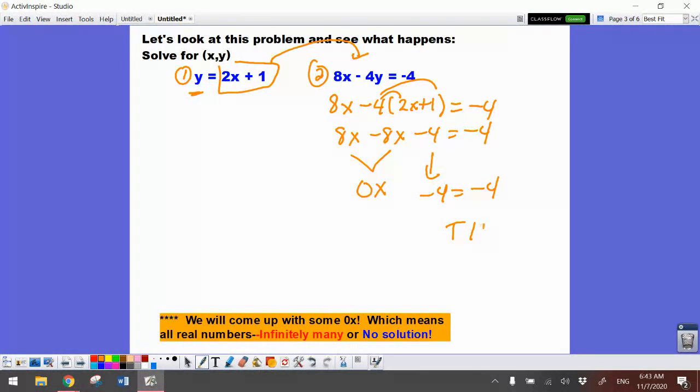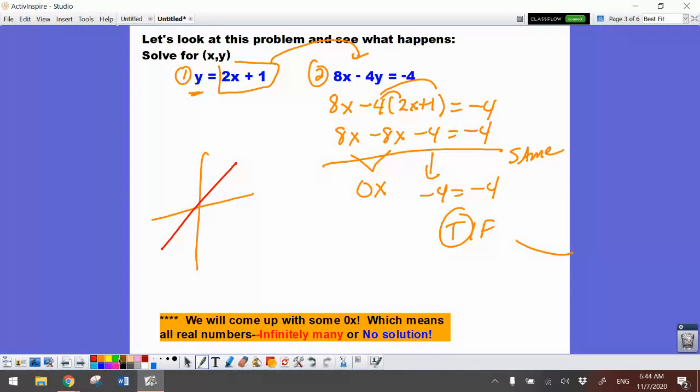This one, I know is true. -4 equals -4, and these are exactly the same numbers. So this one is the line that has the other line right on top of it. So it's intersecting everywhere. So because of that, the solution is infinitely many.